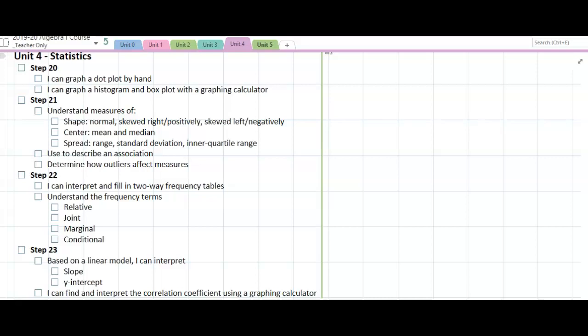Unit 4 is all about statistics. We're going to be looking into dot plots, histograms, box plots. We're going to be looking at the shape, center, and spread to talk about sets of data and describe the data set. We're going to be looking at two-way frequency tables. And finally, we're going to look at linear regressions and finding a way to get a line of best fit within a scatter plot.